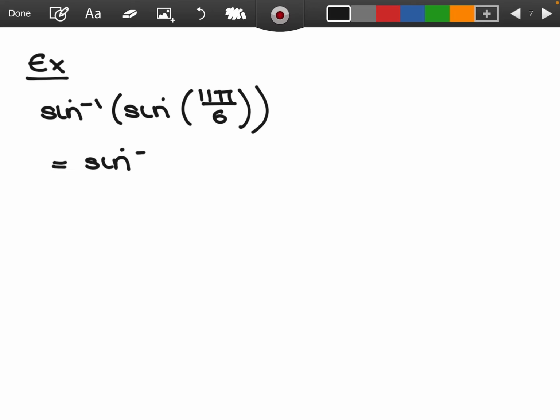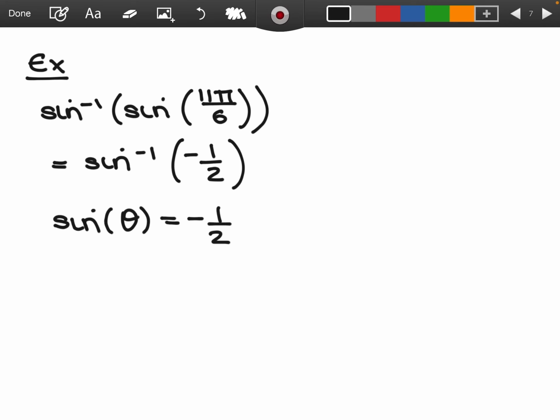If you look at a unit circle, always work from the inside out. Sine of 11 pi over 6 is going to be the y coordinate at 11 pi over 6, which is negative 1/2. Now I need to find sine inverse of negative 1/2. So I'm looking for the theta such that sine of theta is equal to negative 1/2, and theta is between negative pi over 2 and pi over 2.